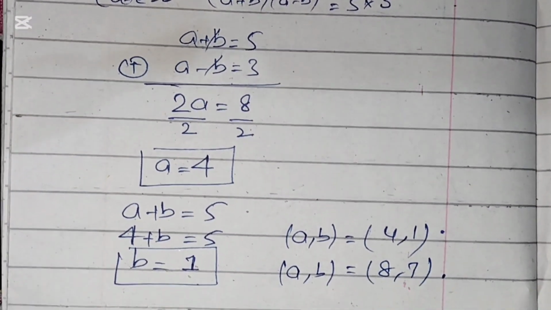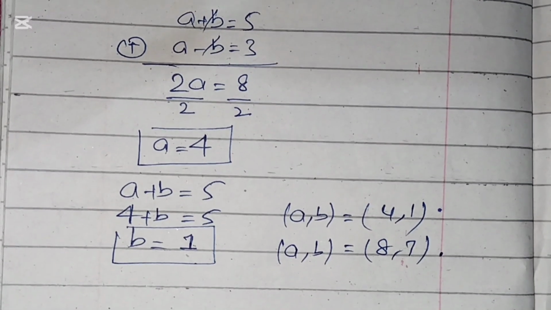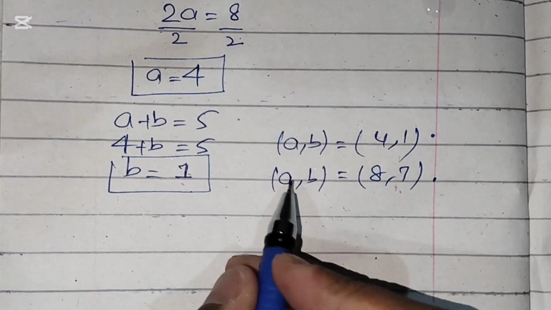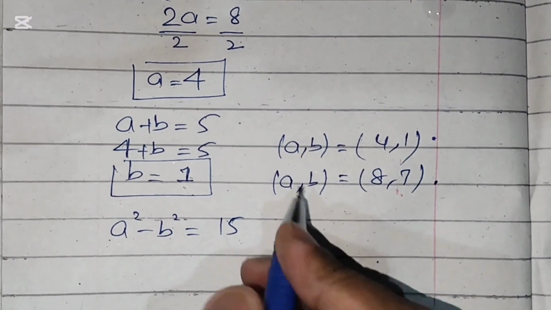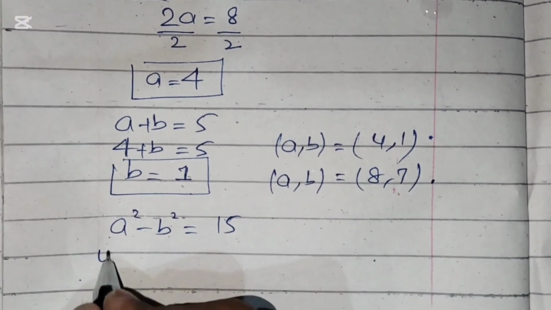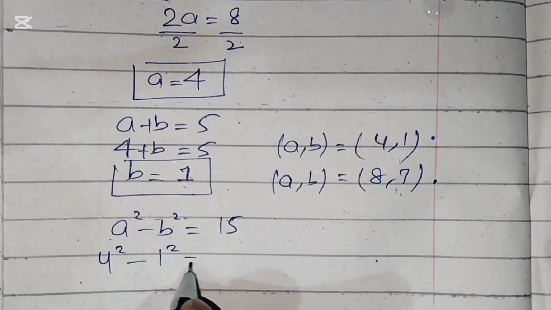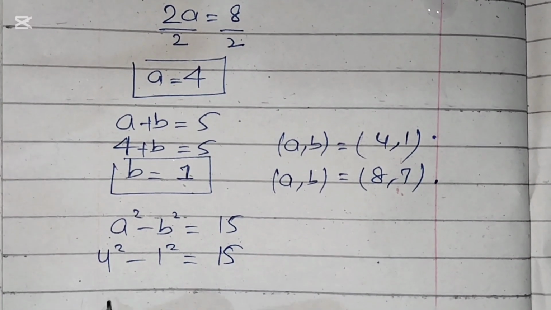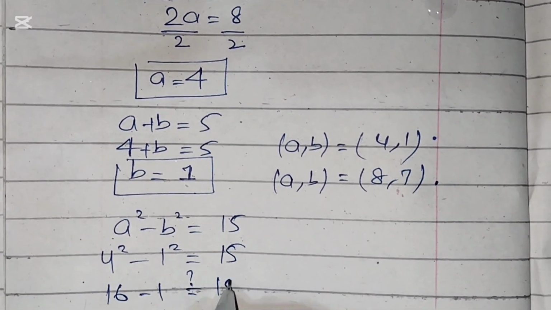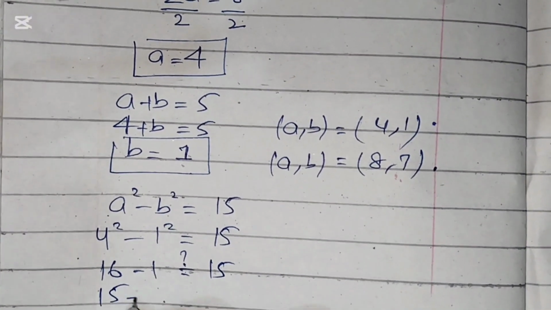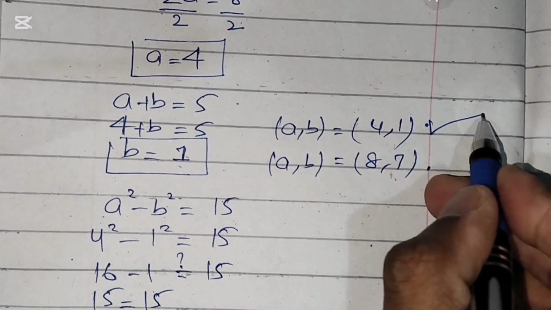Now we will check whether our values of a and b are correct or not. We will put these values in the given equation, a squared minus b squared equals 15. So a is 4, 4 squared minus b is 1, 1 squared, 15. 4 squared is 16, minus 1, is 15. And 15 equals 15. It means this value of a, b is correct.